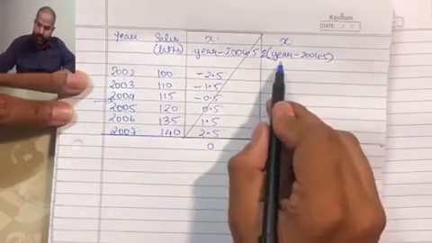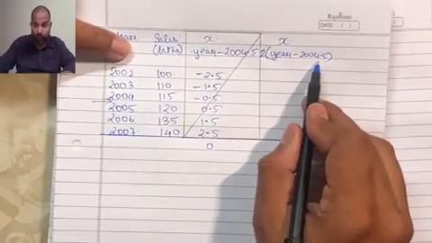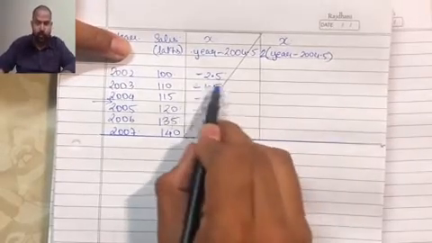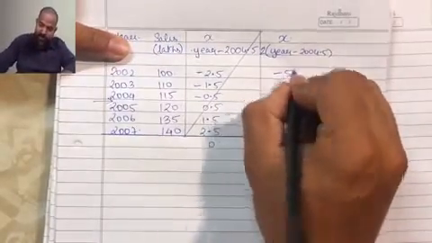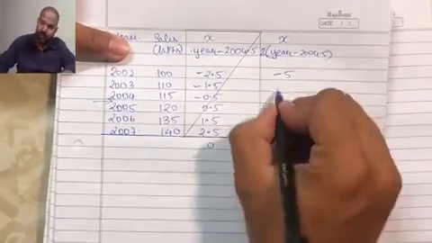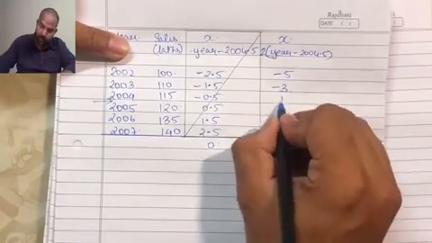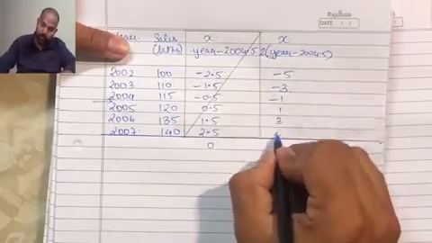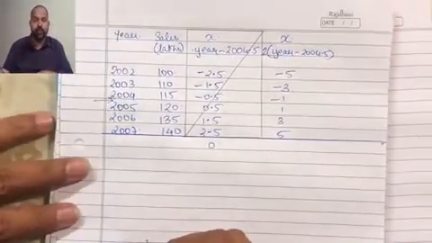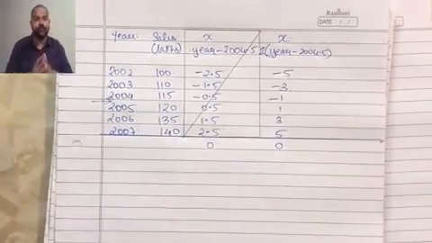So the year, which is 2002, minus 2004.5 is basically negative 2.5. Multiply that by 2, it becomes negative 5. Multiply that by 2, it becomes negative 3. Multiply that by 2, it becomes negative 1, positive 1, positive 3, positive 5. What do you notice? The total is still 0.